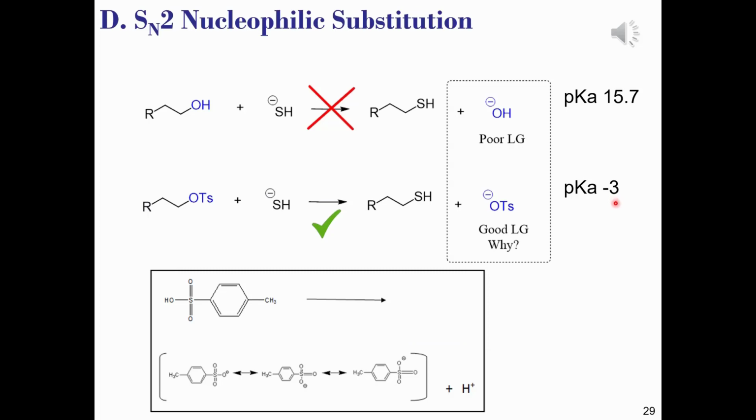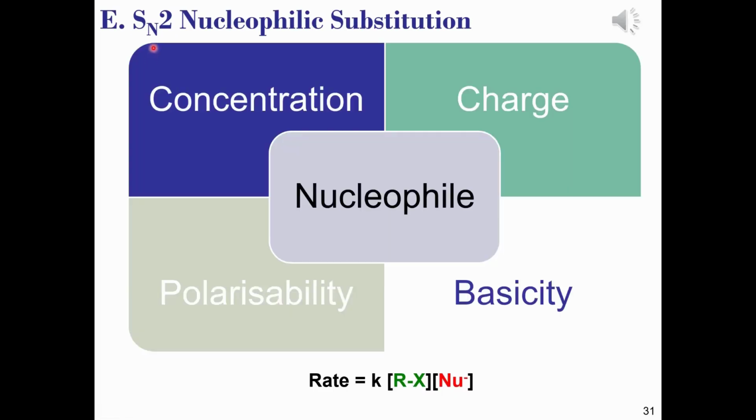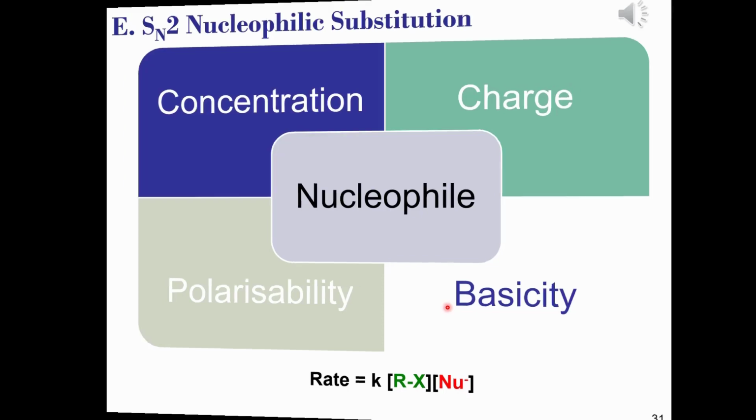This concludes part D. In this video we're going to look at the nucleophile and its impact on the rate equation for the SN2 nucleophilic substitution reaction. So we need to think about this in 4 ways: the concentration, the charge, the polarizability and the basicity of the nucleophile. So let's do that in turn.